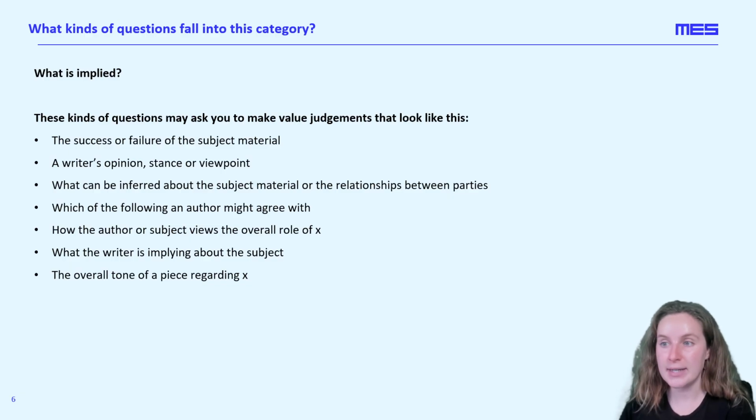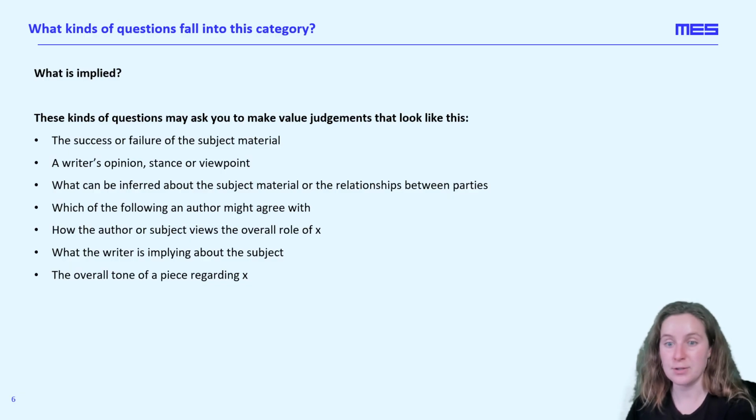So what kinds of questions fall into this category? Broadly, the idea is that they are asking what's implied. So not what is stated or what details are in the text, but rather what is suggested about a topic based on the information, or what's suggested about an author's perspective or tone or opinion based on the information in the passage.